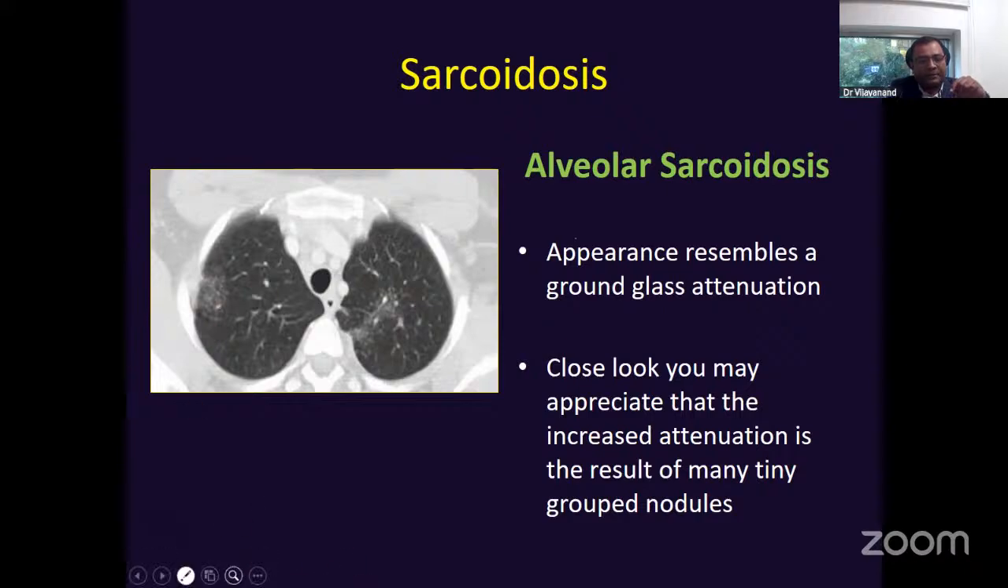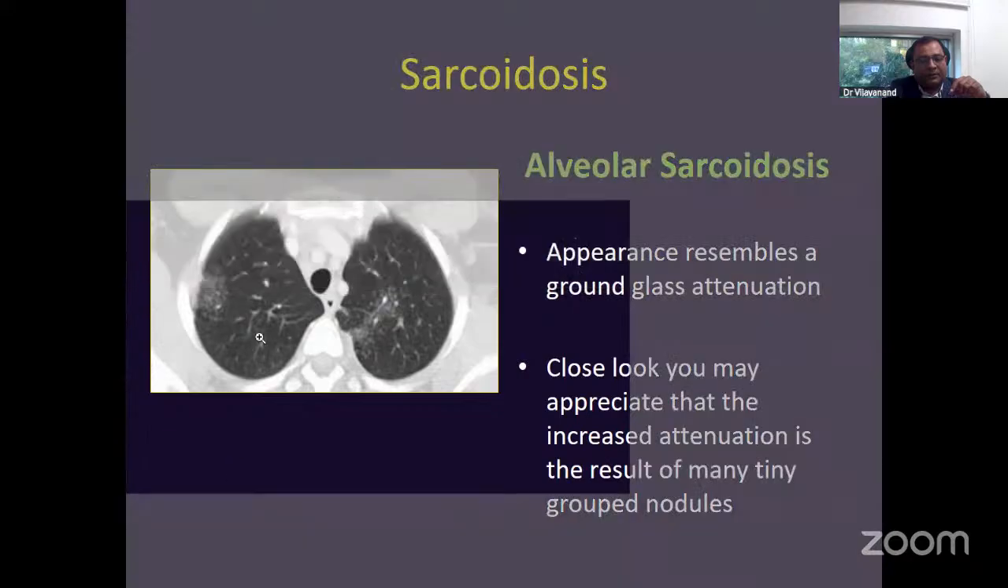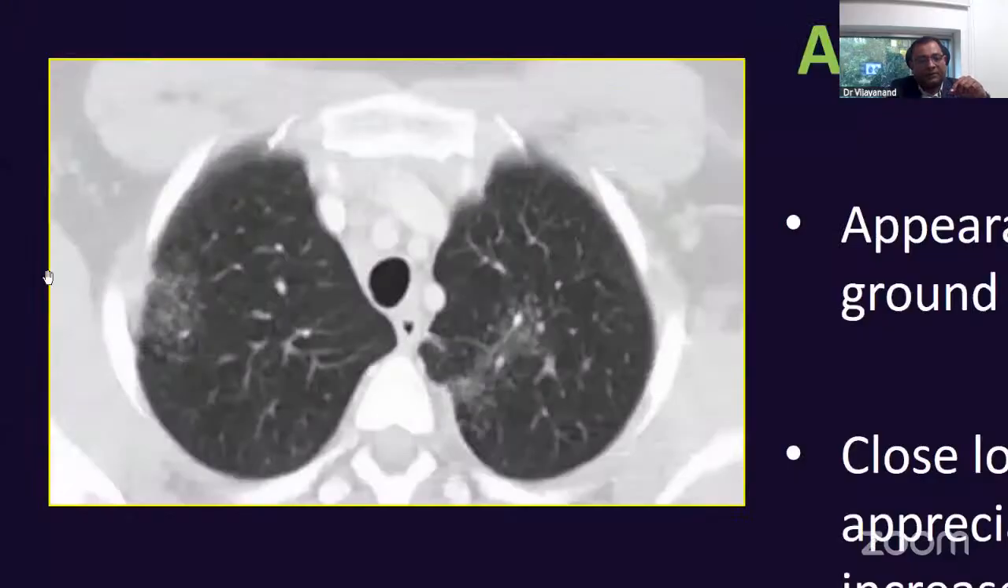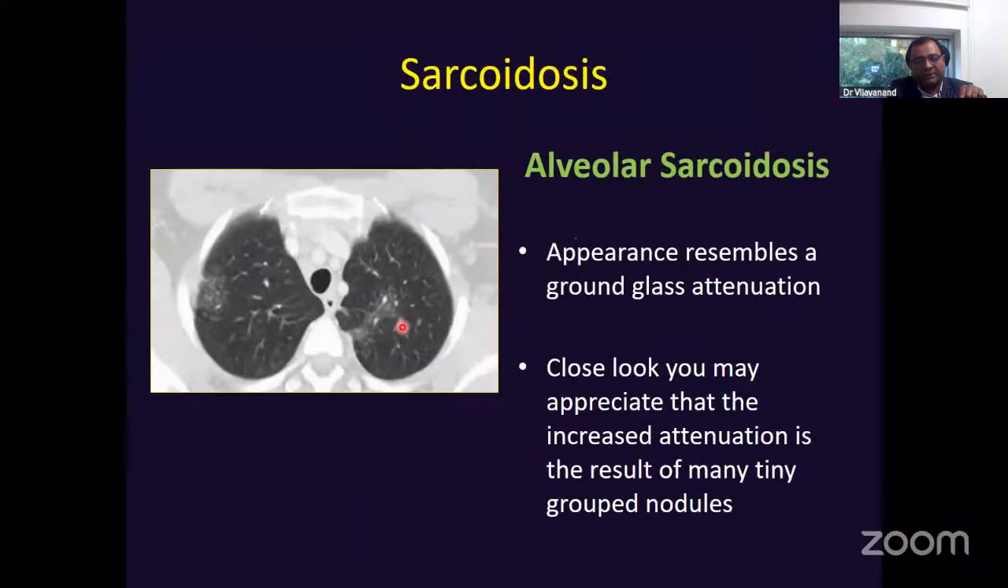But you can see here, if I magnify it, they are actually a group of multiple tiny nodular densities which are causing this type of picture. So basically this is alveolar sarcoidosis.